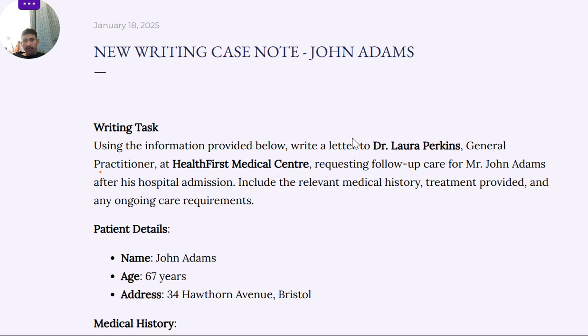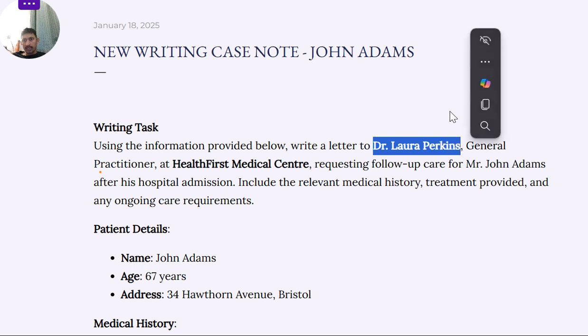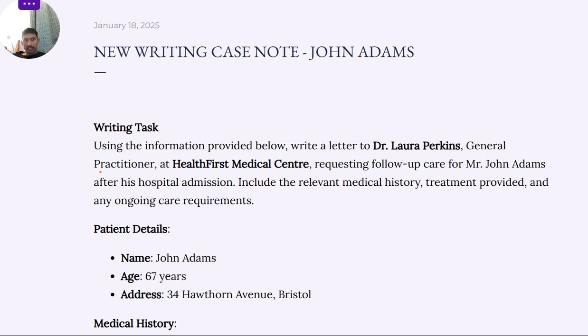So you can see we are writing a letter to Dr. Laura Perkins. That's the recipient's name, so we can use that information, and the address is given at Health First Medical Center. Why are we writing the letter, what is the purpose? It is clearly given in the case note at the beginning: requesting follow-up care for Mr. John Adams. So Mr. John Adams is our patient. What happened to him? That is our next question.